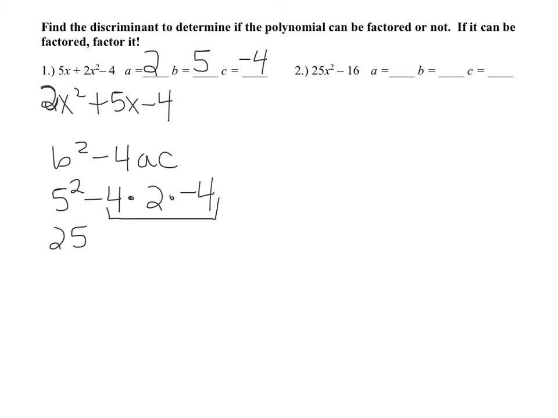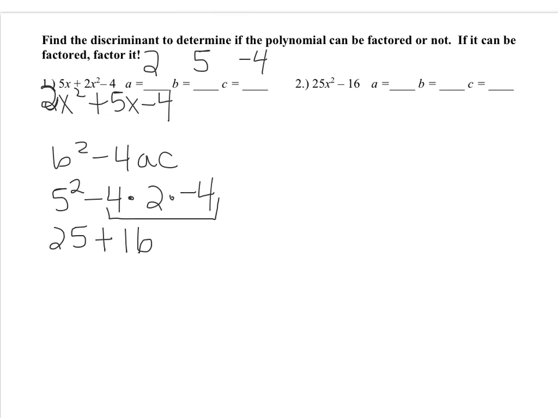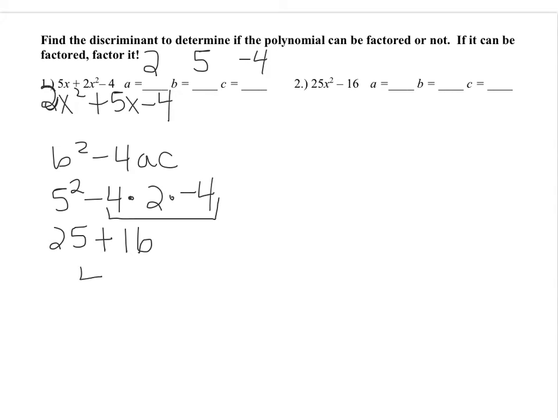However, I want you to pay close attention to your signs here. Right here, you have a minus sign, and this is negative, and minus a negative is really addition. So that would be 25 plus 16, which gives us 41. And 41 is not a perfect square. So we would say that this polynomial is prime, or you could just write not factorable.